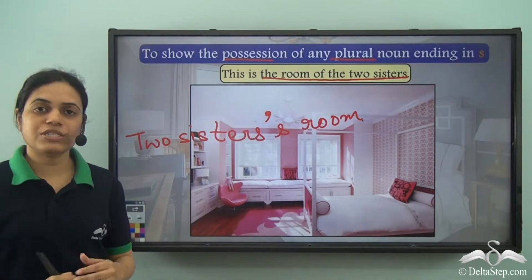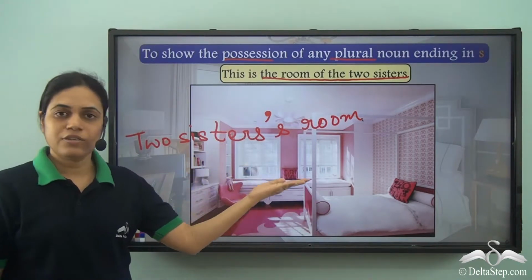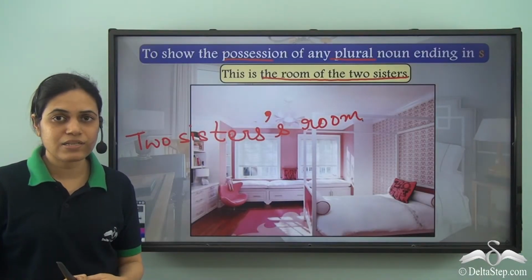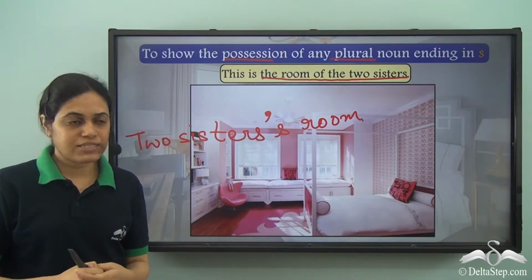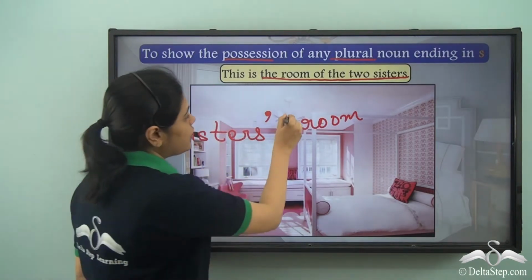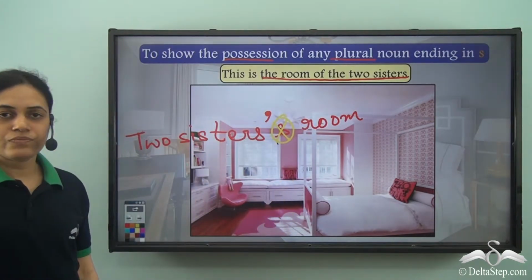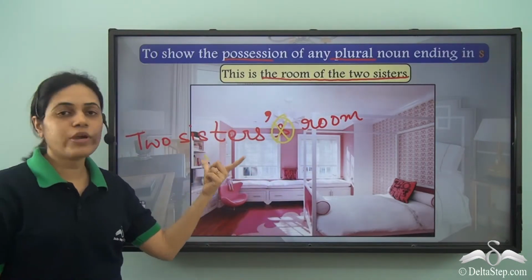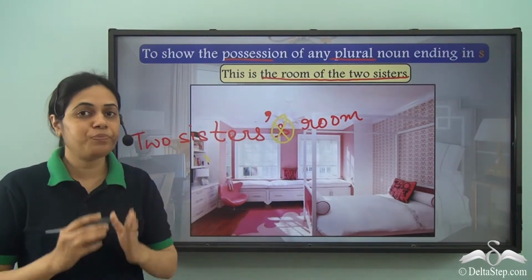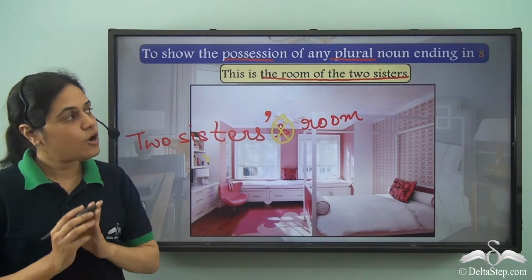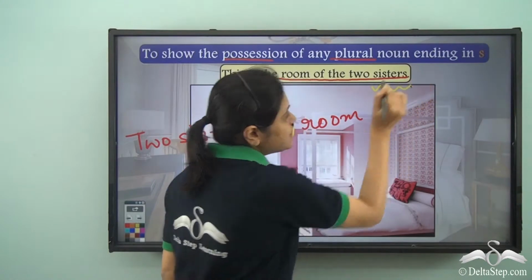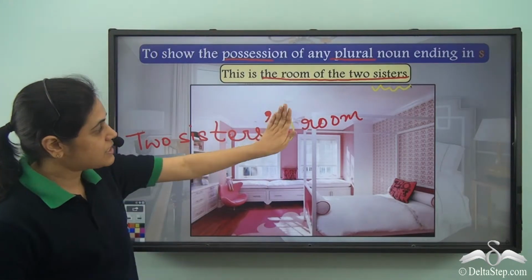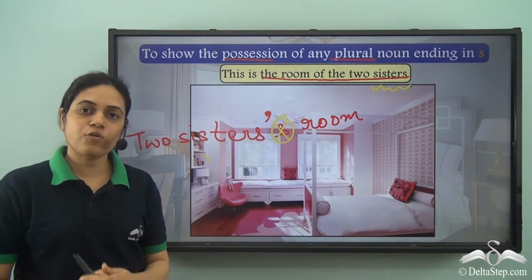And now try to read it out. Two sisters's room. Are we able to read it? It is very difficult to read the sentence. So for the ease of pronunciation, we don't write this S. So the S after apostrophe is not written when we are showing the possession or belonging of a plural noun which ends with S. Over here, sisters is plural ending in S. So to show the possession of sisters, we simply use the apostrophe without the S.